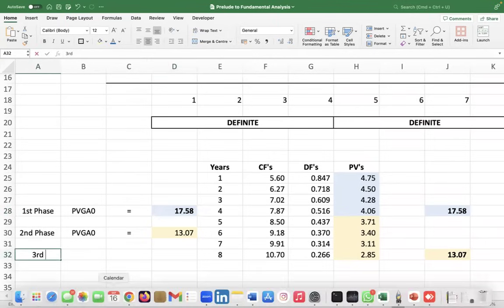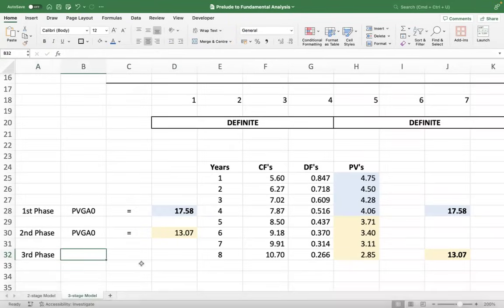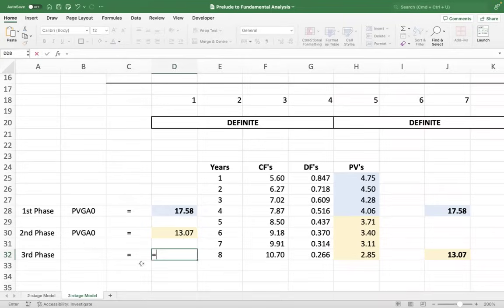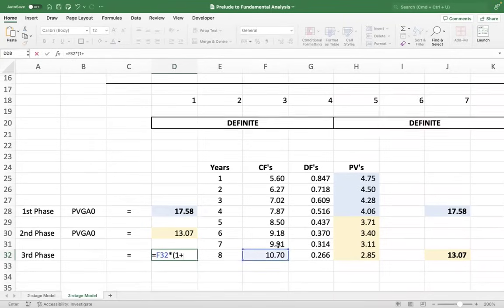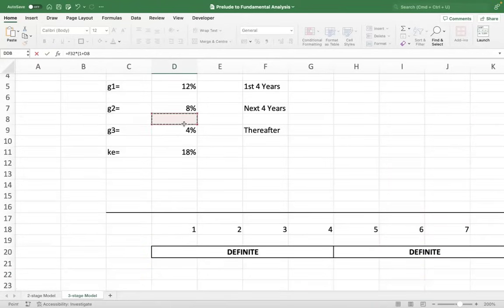Third phase is nothing but, what is the third phase? Forever, for which we'll use the Gordon's constant growth model. P8 will be D9. What is D9? D8 into 1 plus constant growth, divided by KE minus G, which is 18% minus the constant growth percent.